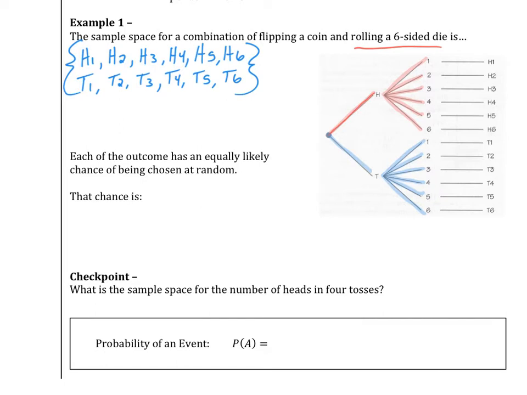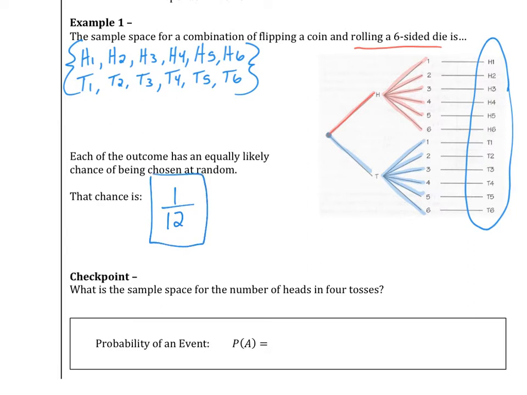Right? When you flip that coin and you roll that dice, it's just as likely to flip a head and get a 6 as it is to flip a tail and get a 1. So what is the chance of getting it? Well, it's 1 out of the total number of possibilities. So there are 12 possibilities. So the chance of getting one specific combination, like heads and a 6, is 1 out of 12.